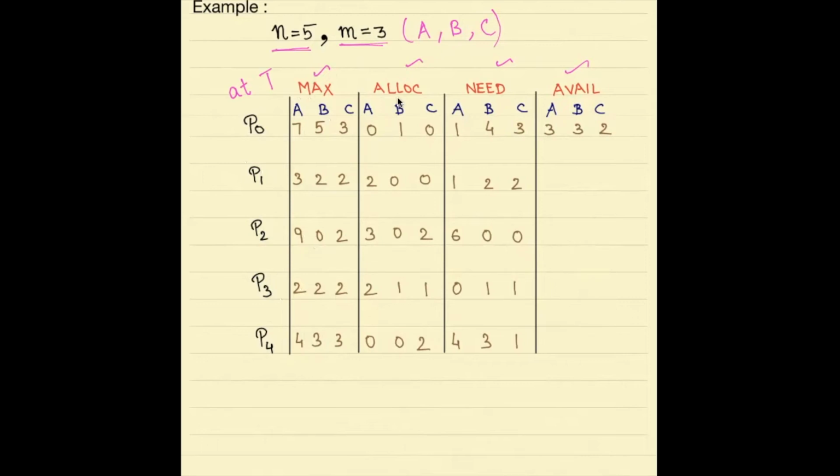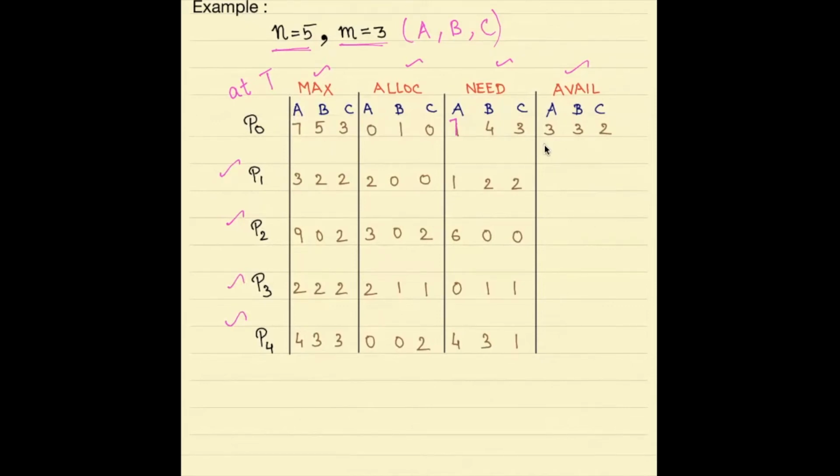So the allocated resources at time t for process P0: only 1 of resource type B is allocated, others are 0. What will be the need? As we have seen in the previous example, need is maximum minus allocation, right? For the same resource type, you have to subtract it. 7 minus 0 is 7. 5 minus 1 is 4. 3 minus 0 is 3. Similarly, you carry on with all the other processes. You subtract maximum minus allocation to get the need.